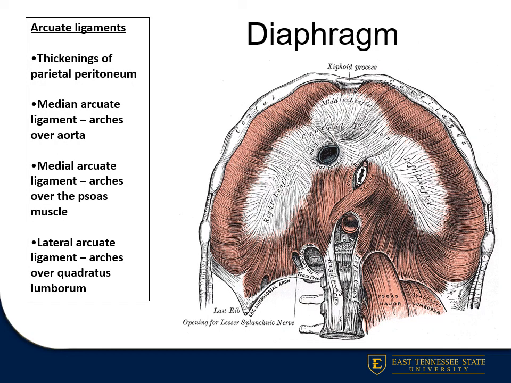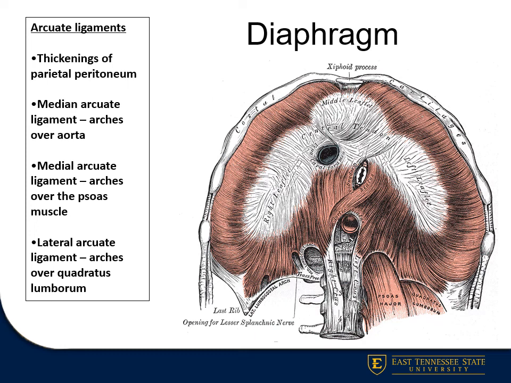There are a couple of ligaments called arcuate ligaments of the diaphragm, which you need to know about and identify in lab. These arcuate ligaments are just thickenings of the parietal peritoneum, and you'll be able to see these. There's a median arcuate ligament, which is in the middle, and that's what's arching over the aorta. So that's really easy to identify. There's one median arcuate ligament, then there are two medial arcuate ligaments and two lateral arcuate ligaments.